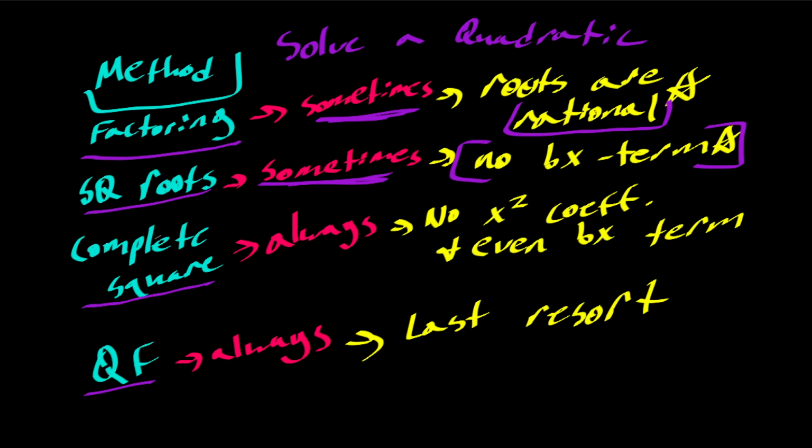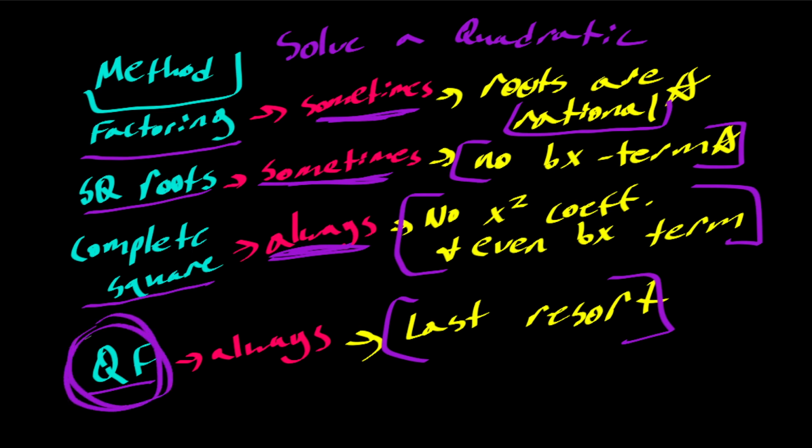Now, completing the square can always be used. However, there's cases where it's better than others. And the case we want to look for is when there's no x squared coefficient and we have an even bx term. And then the quadratic formula can be used whenever. It's almost like a last resort. If none of these are going to look like they will work, we want to use the quadratic formula.